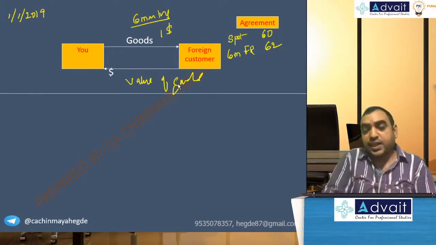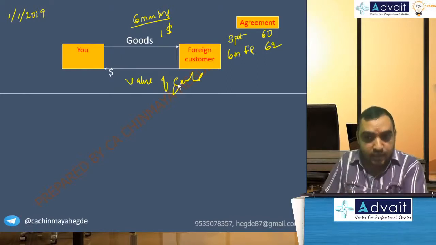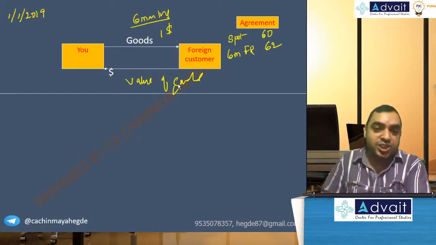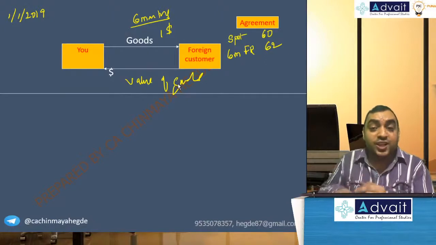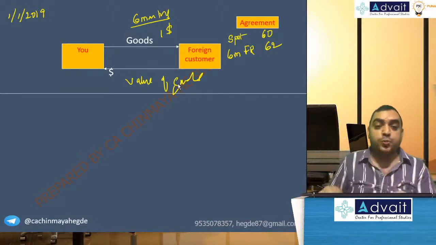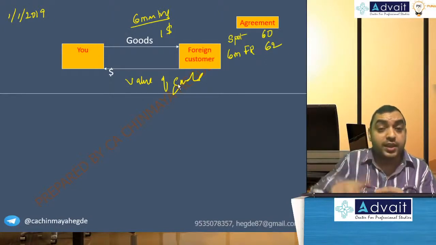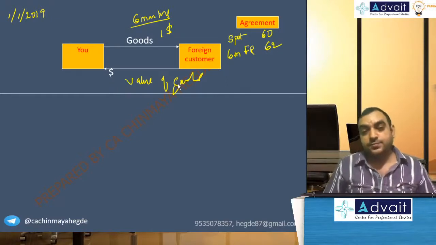So if I make a sale to a person in India, I will sell it at 62 rupees, because I know the value of goods after 6 months is 62 rupees. Not today, after 6 months.